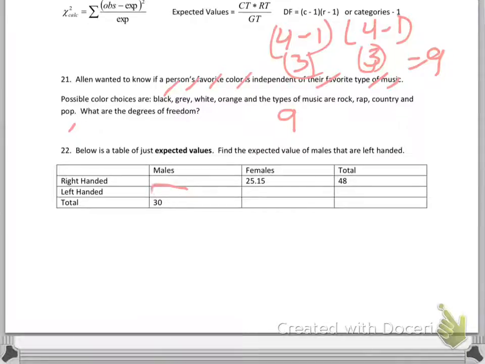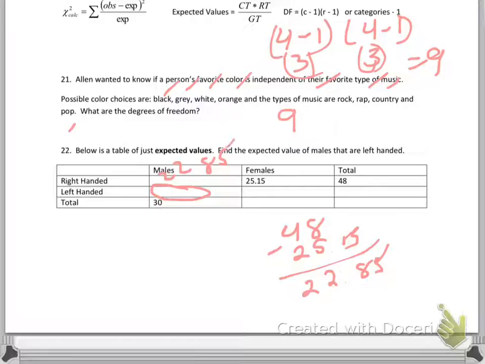What we want to do is find this expected value here, and remember that expected values still add up to the same thing that the observed values do. So 48 minus 25.15, and I get 22.85. And I'm going to subtract that from 30. So 30 minus that gives me 715. So the answer is 715.